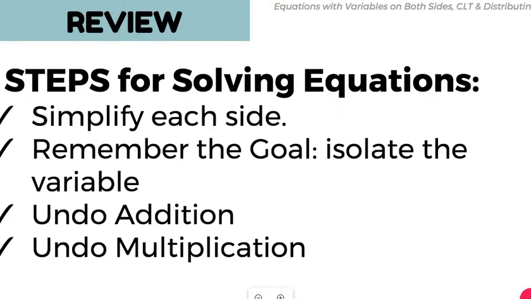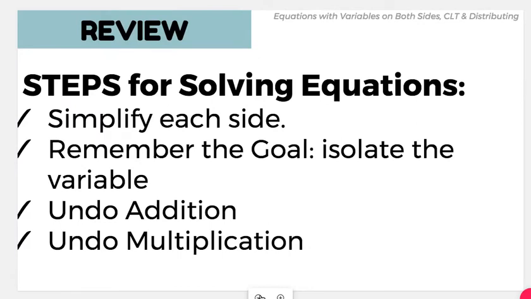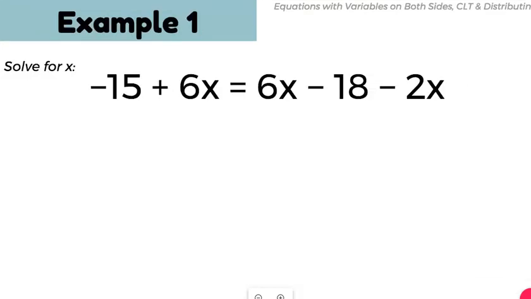Quick review of the steps. Don't forget we're simplifying each side first. Remembering our goal, isolate the variable. To get to that goal, we undo addition first, undo multiplication second. You do not have to write these down, just wanted to refresh your memory. We're just going to go straight into an example.